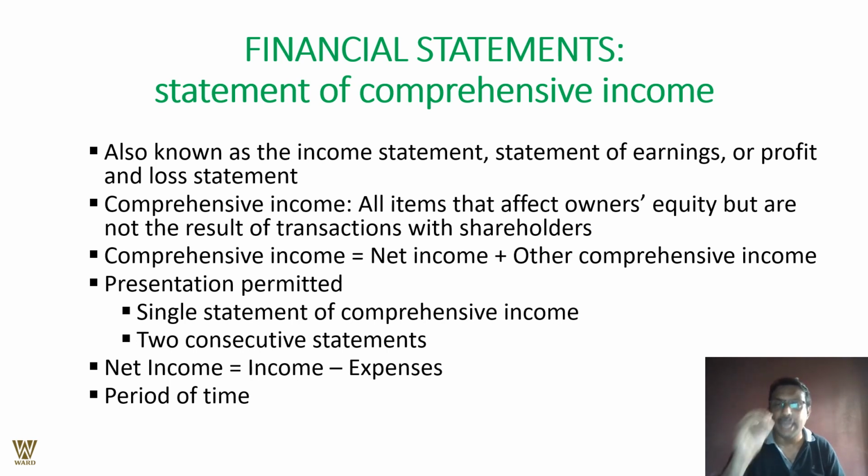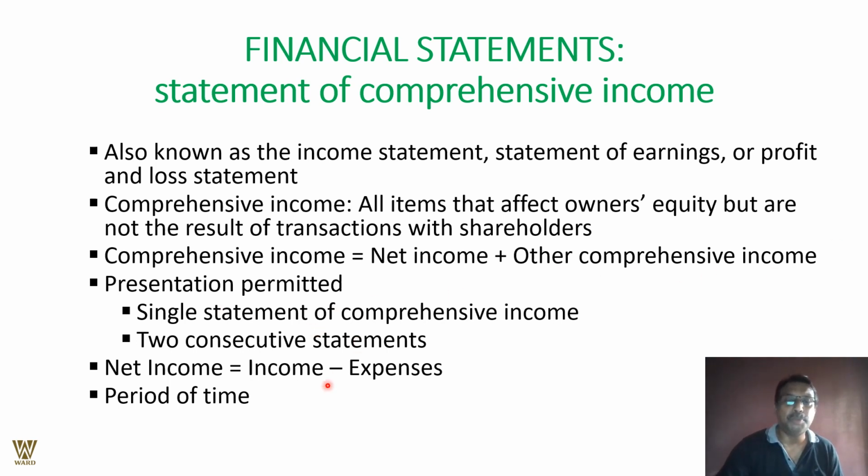Comprehensive income: all items that affect the owner's equity but are not the result of transactions with the shareholders. Comprehensive income is net income plus other comprehensive income. Net income is the income from the business. Other comprehensive income may include some outstanding amount which was lying down, some bad debt which was recovered, some rental income, some interest income.